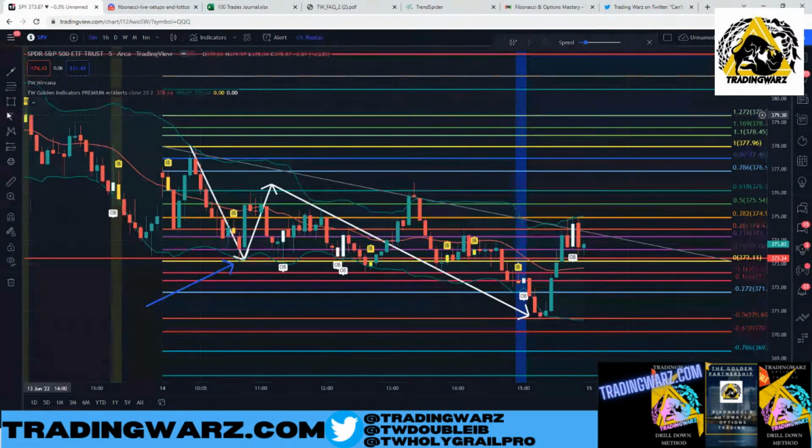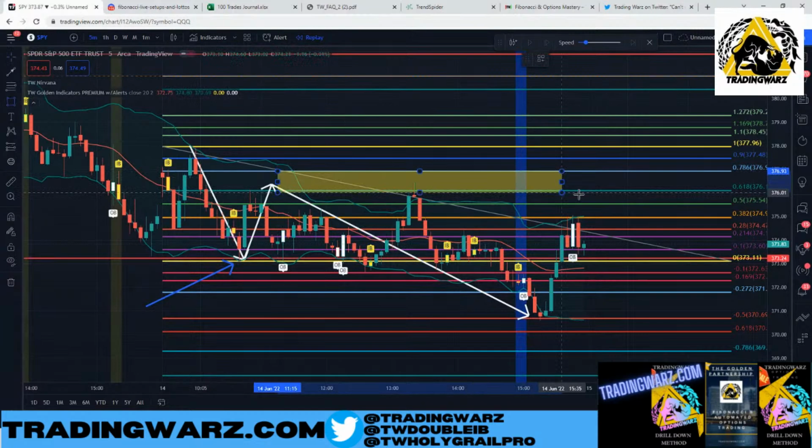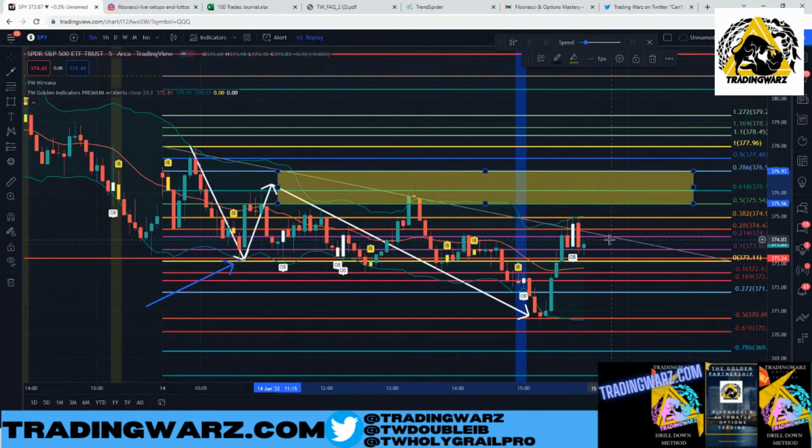So remember, what you're focusing on is the golden zone, the 50 to the 786. Okay, that's where you're looking. These other lines, I know there's a lot of haters, these other lines, guys, are targets. So when you come into the golden zone, on the way back down, you use these as your targets. So everything in this Fibonacci tool is a complete system.